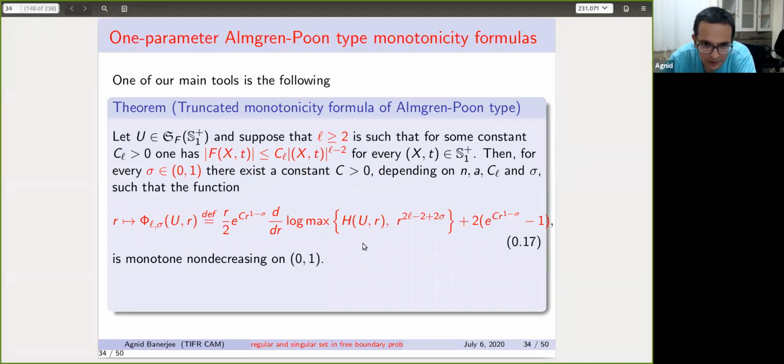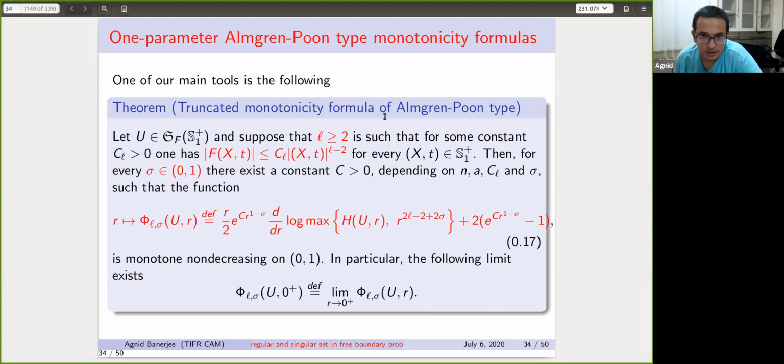Now, this may look like a very complicated expression, but if the right-hand side was 0, then d by dr of log of H of r is nothing but the Almgren frequency that we had, N or N tilde, up to a factor of r. So you recover the one that you expect once you have homogeneous conditions. And in particular, because it's monotone non-decreasing, it has a limit as r goes to 0.